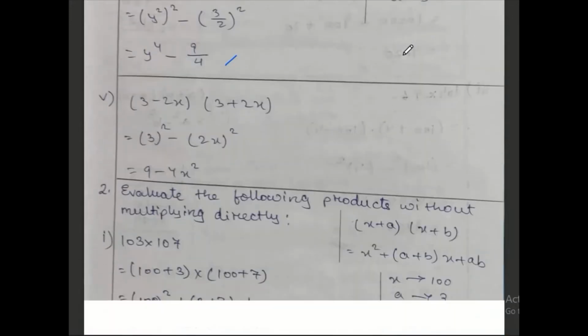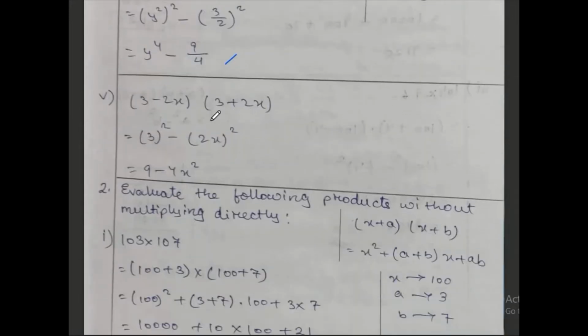Again, the next question also uses the same formula, a minus b, a plus b. First minus, second plus, doesn't matter. It looks like the a minus b model, that is 3 minus 2x and 3 plus 2x. A minus b, a plus b, a square minus b square. A is 3, so 3 whole square minus (2x) whole square, 9 minus 4x square is the answer.